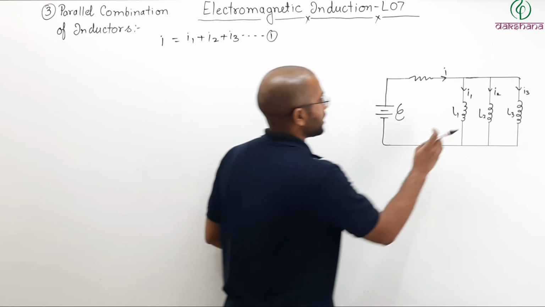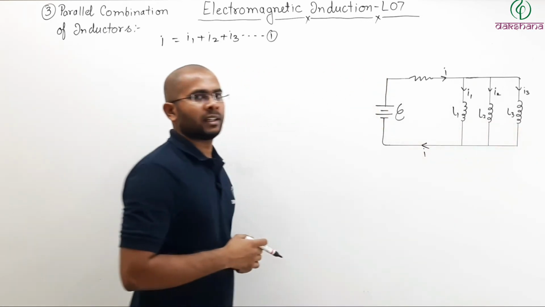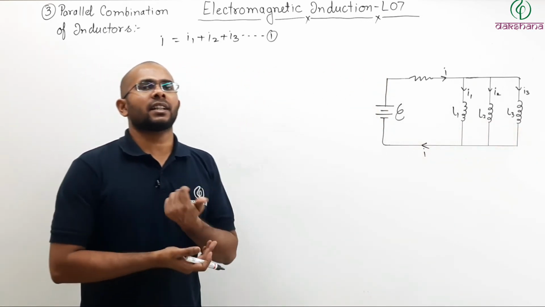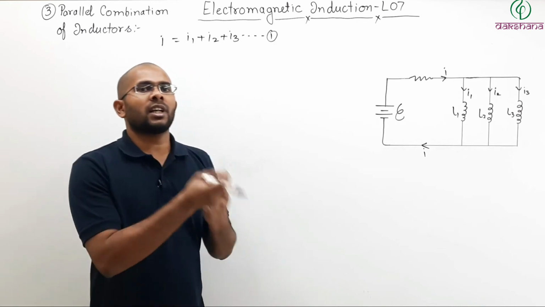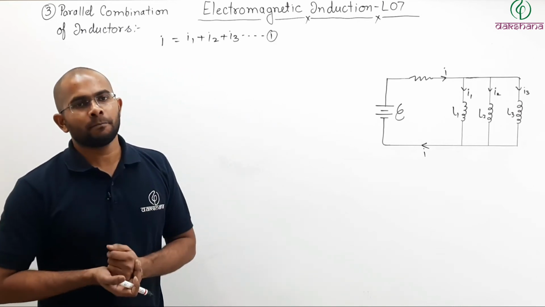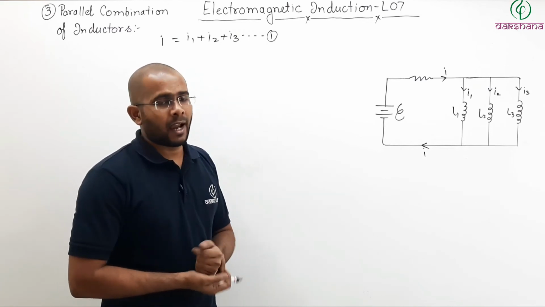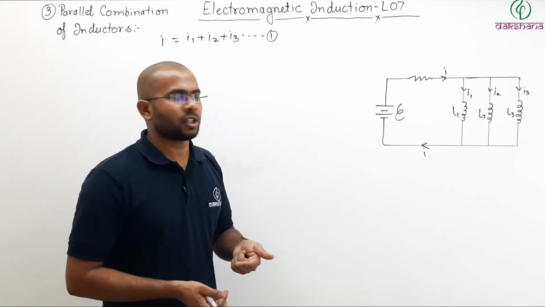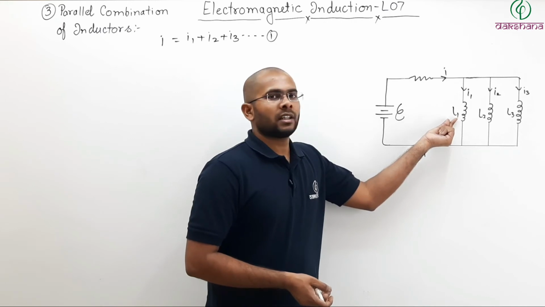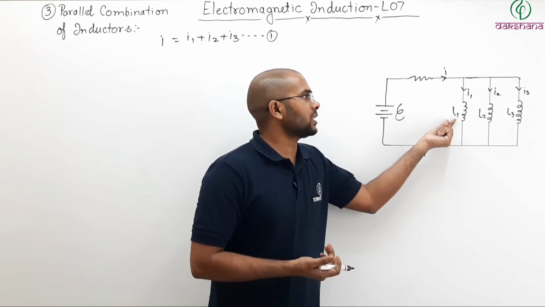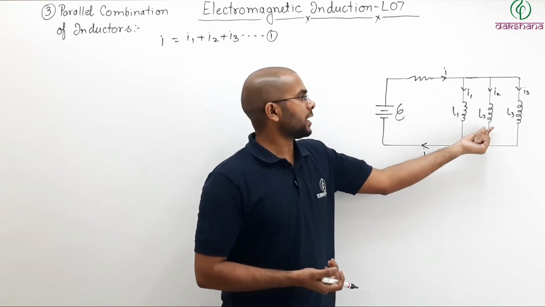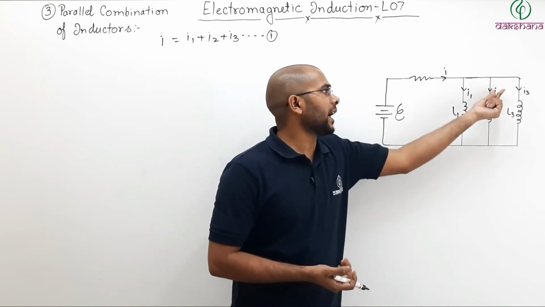So see here, these three are connected in parallel. And since they are connected in parallel, the potential difference across them must be the same, because in a parallel combination the potential difference is the same. And what is the potential difference across each of them? Here it will be minus L1 di1 by dt. Here it will be minus L2 di2 by dt.